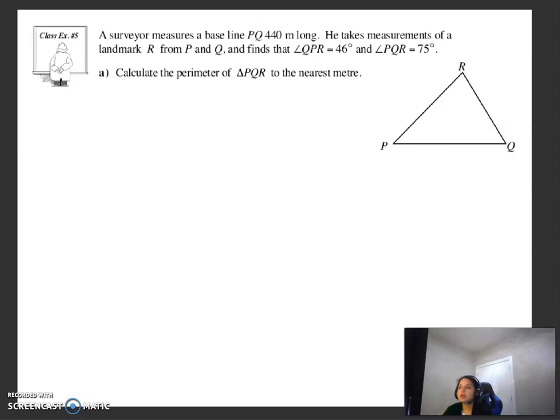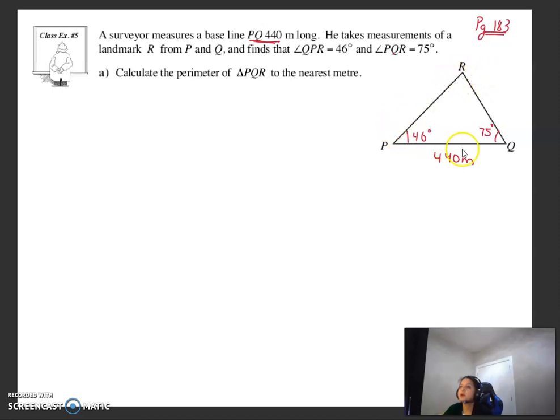Alright, so now we're working on example number 5 on page 183. In this question, what information are we given? We're given the length PQ, the angle P and angle Q. And what they want us to do is find the perimeter of triangle PQR.